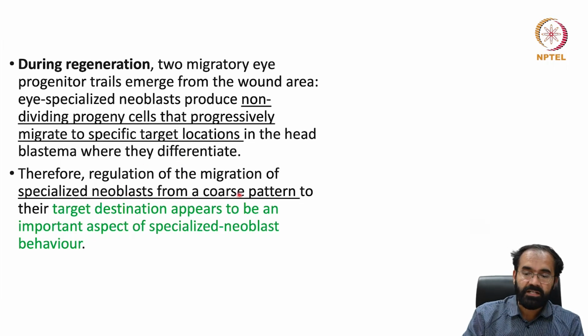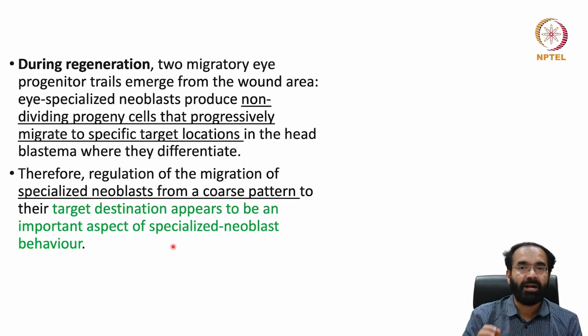Therefore, regulation of migration of the specialized neoblasts from the coarse pattern to their target destination appears to be an important aspect of specialized neoblast behavior. Specialized neoblasts are those neoblasts that can give rise to only that particular tissue. They are masters, they are specialized cell types, but from this coarse pattern they need to know what their target is, for which the matrix and the position control genes come into the picture. We will see them one by one.